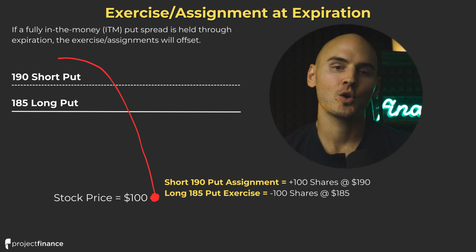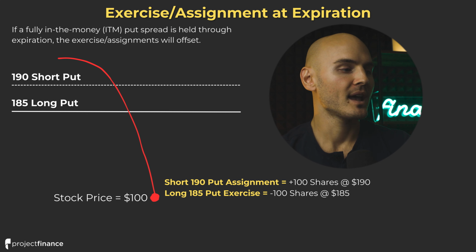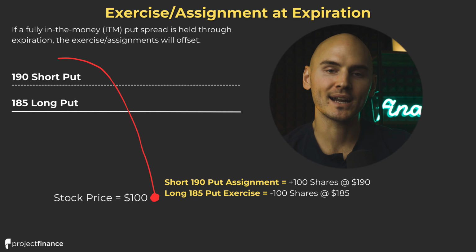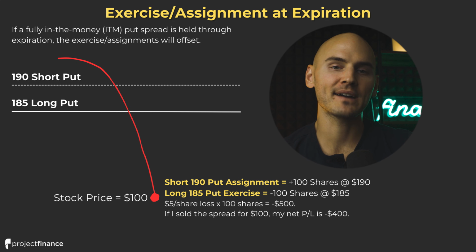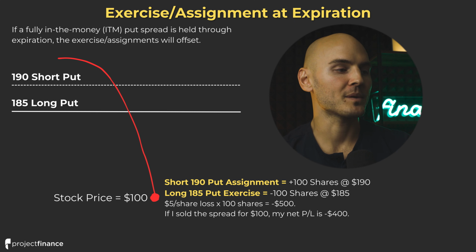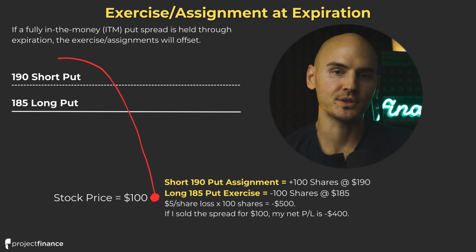However, if you hold the 185 put that you own through expiration, it will automatically be exercised, and that means you will sell 100 shares of stock for $185 per share, and that means you'll buy shares at $190 and you'll sell them at $185. Therefore, you will take a $5 loss per share. If we multiply that by 100 shares, we get a loss of $500.